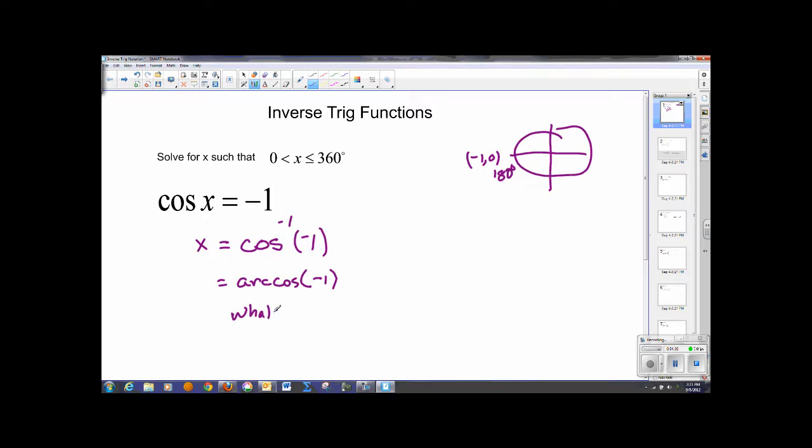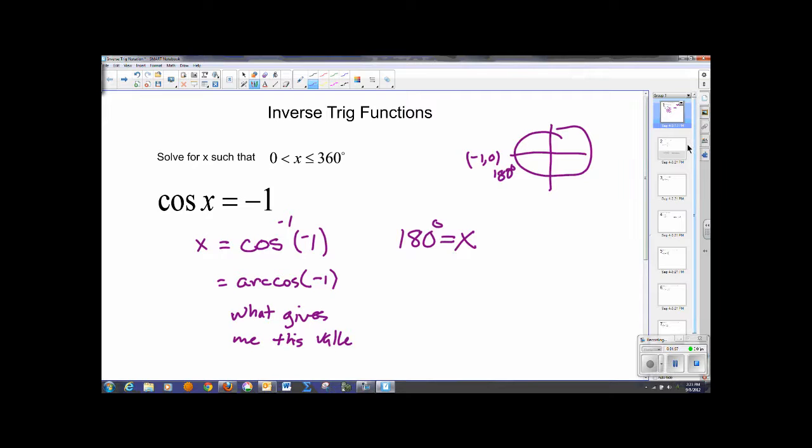And really, inverse trig functions or arc trig functions, what have you, all they really ask is what angle gives me this value. So in this case, once again, I want to know what angle gives me an x value, since we're talking cosine, of negative 1, and that's 180 degrees. And that's equal to x.